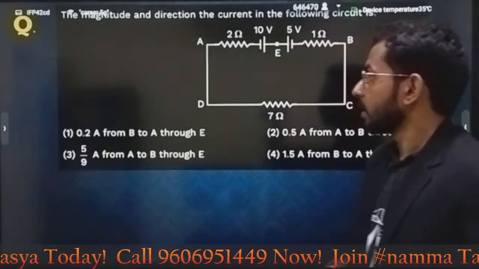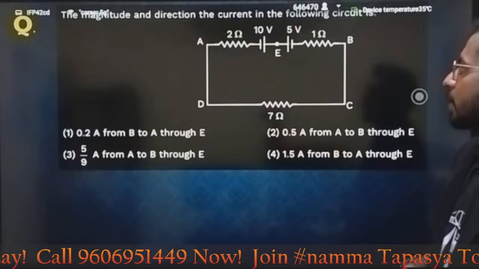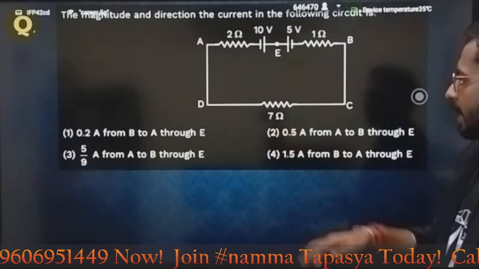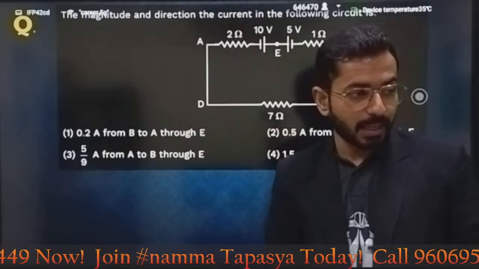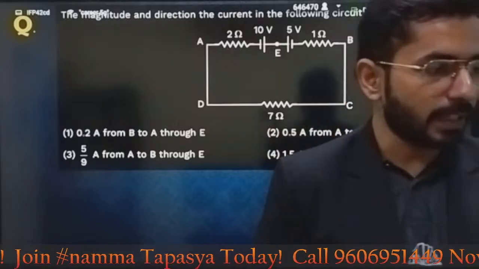Next one, the magnitude and the direction of current in the following circuit. Here is a circuit from current electricity. Again a question. See, current electricity has very high weightage. I'm telling you.